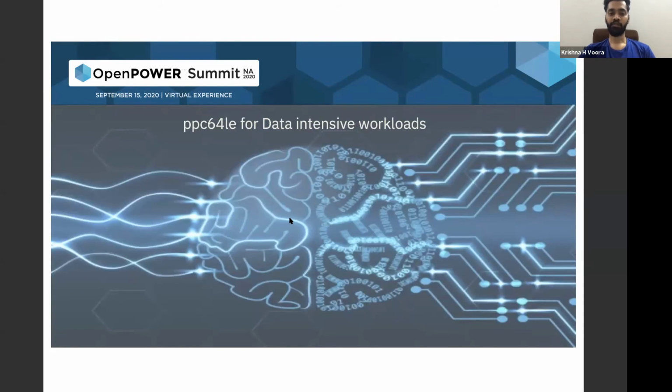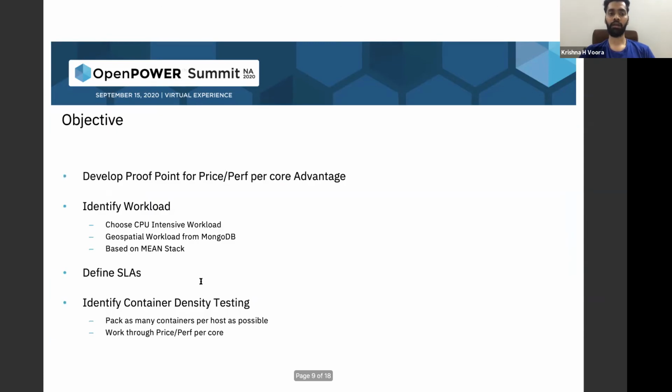For this particular proof point study, we have picked a data-intensive workload, which was very intentional because we wanted to stress the CPUs, or the physical cores, available both on Power systems as well as the Skylake system, which is our competitive architecture in question. In order to match the data-intensive nature of the workload, we defined the objective as follows: the main aspect was to derive a price performance advantage at a per-core level.